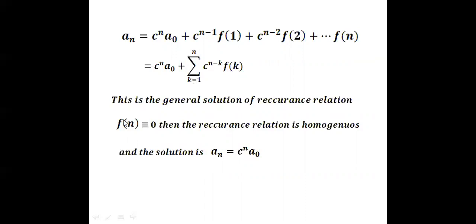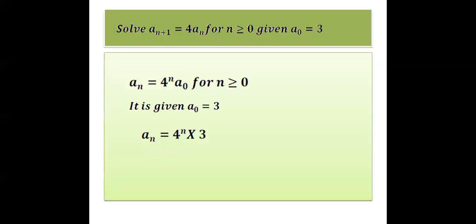Now the homogeneous case. If f(n) equals 0, the linear recurrence relation becomes homogeneous, and the solution is a_n = c^n a_0. This is the general solution. If I substitute a particular value for the constant a_0, then the solution is known as the particular solution. Solve a_(n+1) = 4 a_n for n greater than or equal to 0, given a_0 equals 3. Since a_0 equals 3, we will get the particular solution.